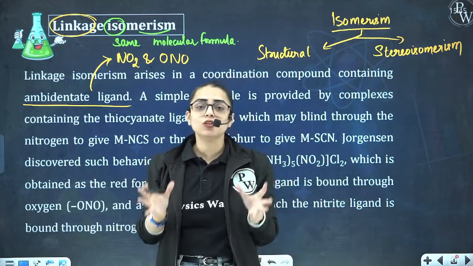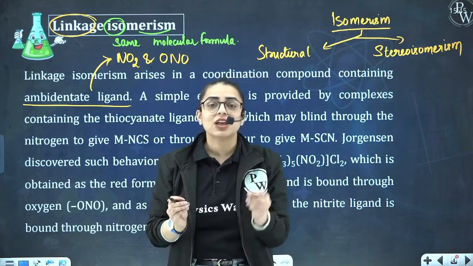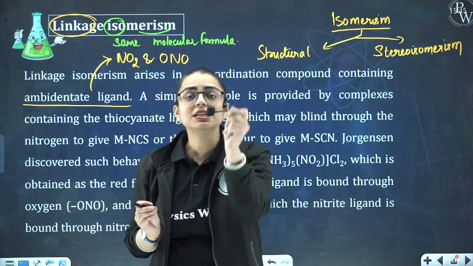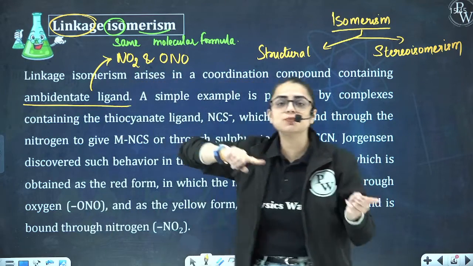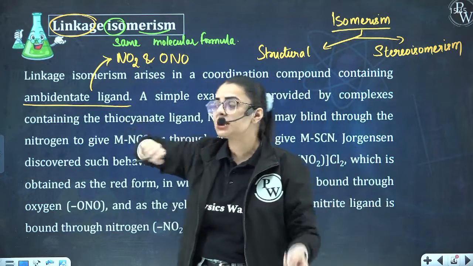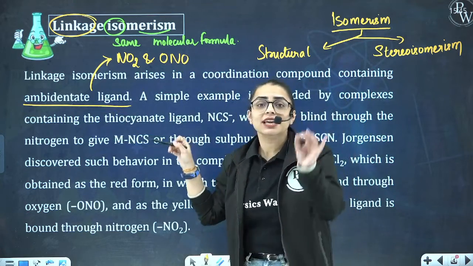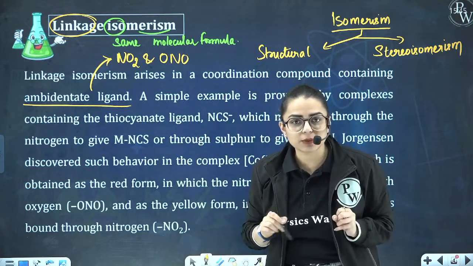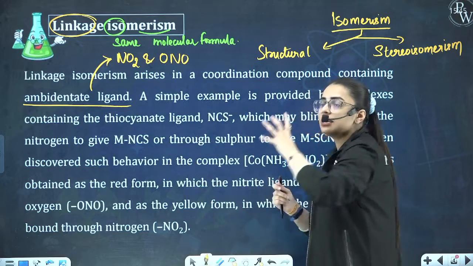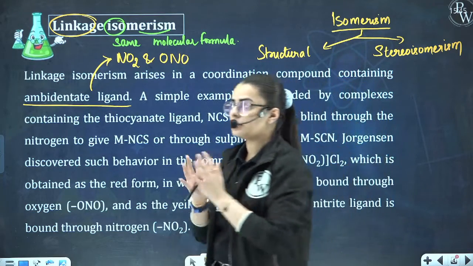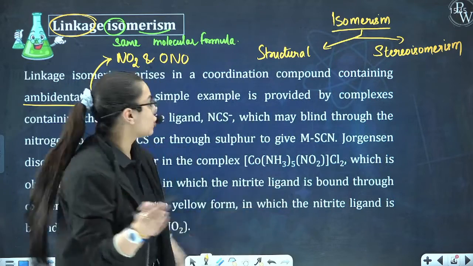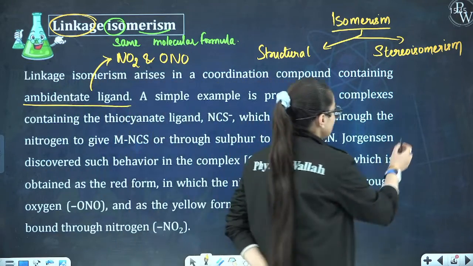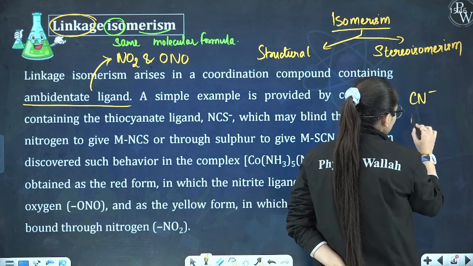You have to look at the linkage, that which atom of the ligand is linked to the central metal atom. If I talk about NO2, here nitrogen is being linked because nitrogen is donating the electrons. But if I talk about ONO, here oxygen is being linked. Are you getting my point? So basically it arises in which cases? In ambidentate ligand cases. You can also take the example of cyanide and isocyanide, again it is CN and NC.